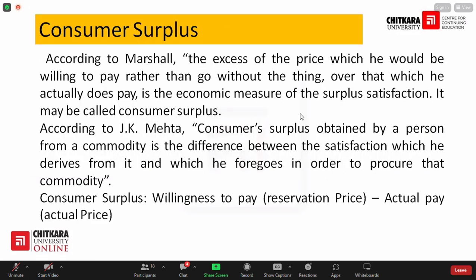Very important. Now we talk about consumer surplus. What is the meaning of consumer surplus?